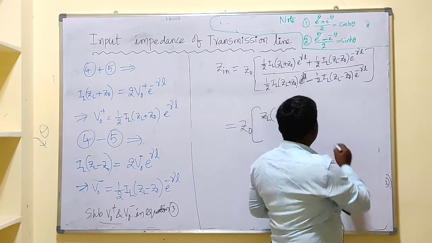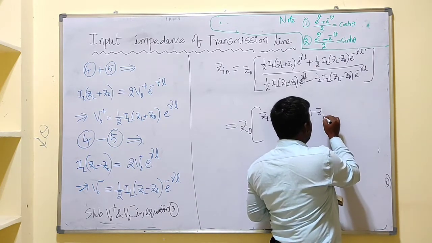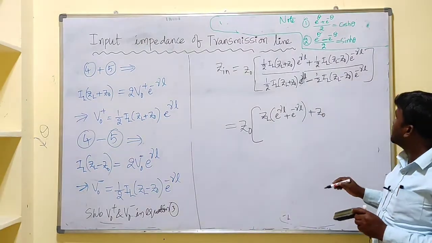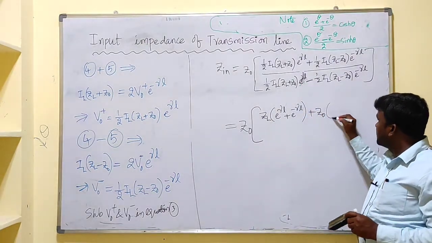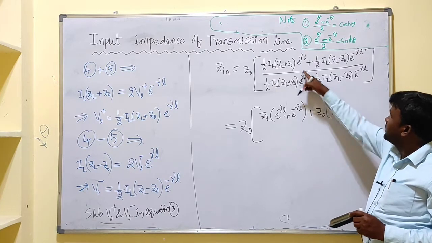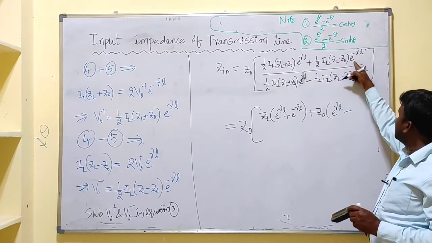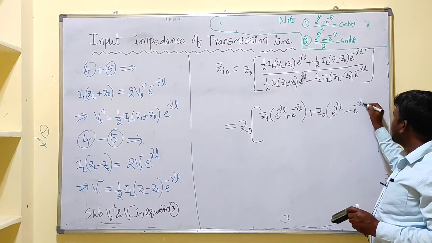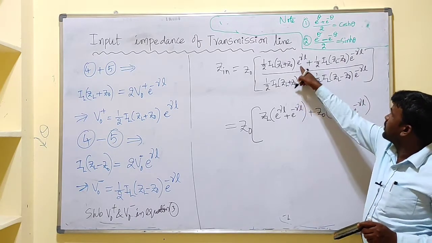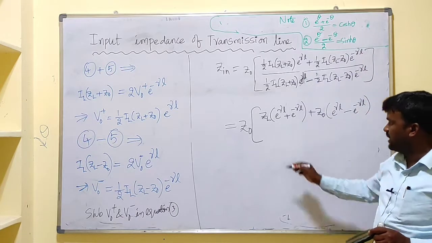Next go for what? Z naught is taken as common, that is Z naught plus Z naught. If you take Z naught as common, that is what? Z naught into e to the power gamma L. Here I have minus Z naught e to the power minus gamma L. So Z naught into e to the power gamma L minus Z naught into e to the power minus gamma L.